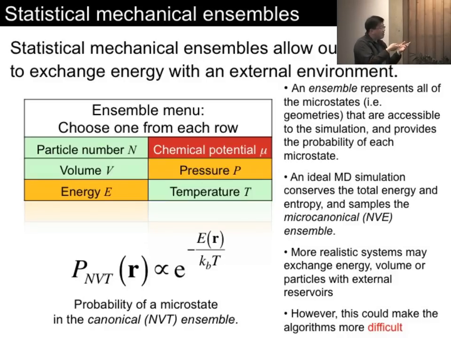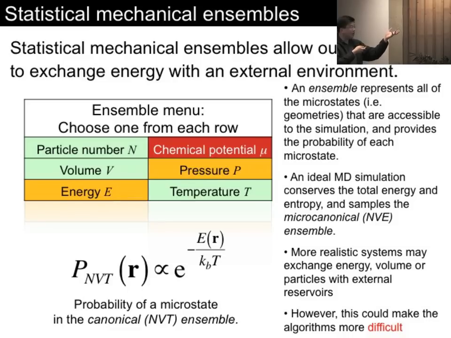Or you can do an NPT simulation where your system will fluctuate around an equilibrium size depending on the external pressure that you're applying. Or you can use a chemical potential where particles are actually going in and coming out of your system. And so these are the statistical mechanical ensembles that are available. And I've colored them by how difficult they are. So NVT simulations are actually the easiest thing.